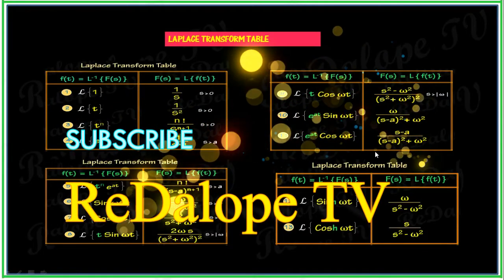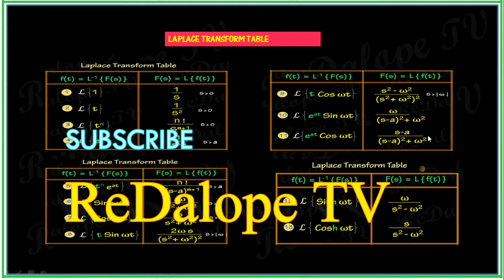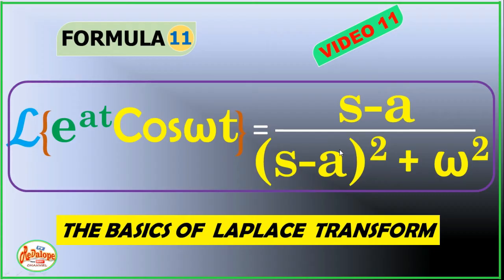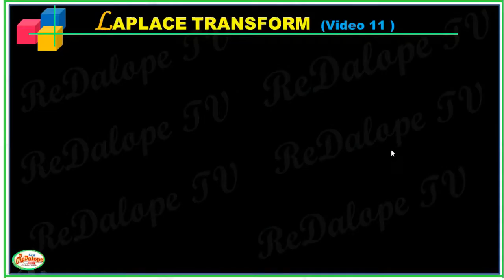We now have formula number 11 to evaluate Laplace transform problems, and that can be written as the Laplace of e raised to at multiplied by cosine omega t, is equal to s minus a divided by the quantity of s minus a squared plus omega squared. Now let us try some problems to illustrate the application of this formula.